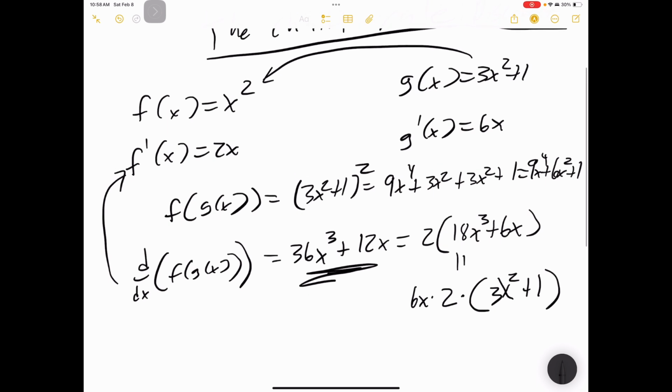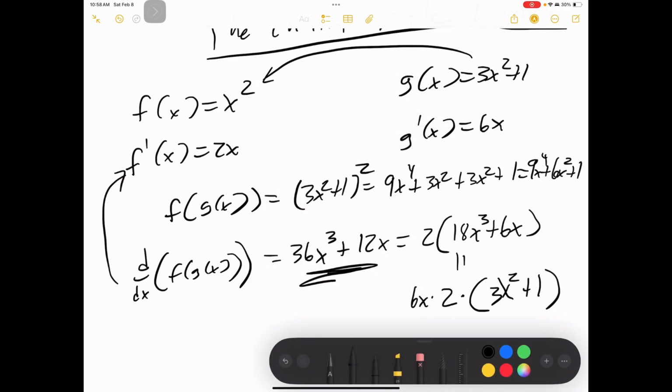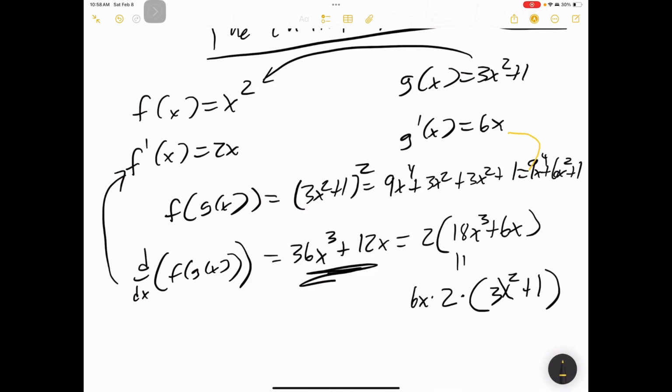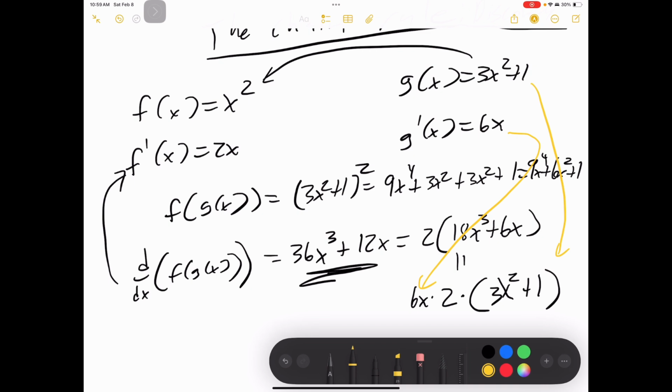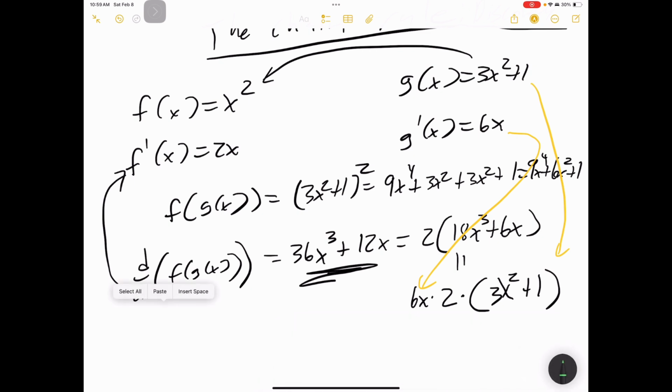If I scroll back up, what we're left with is 3 pieces. And you see why I got those 3 pieces, because I have, let's change the color, g prime of x right here. I have g of x right here. And then I have some things that look a little bit like f prime of x. So specifically, what we ended up with is, in that first piece there, we have g prime of x.